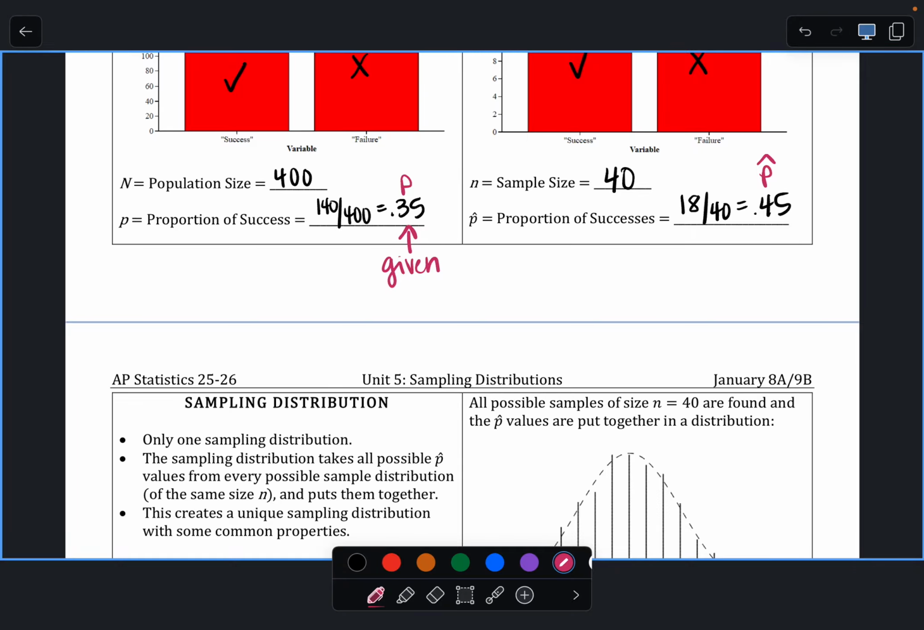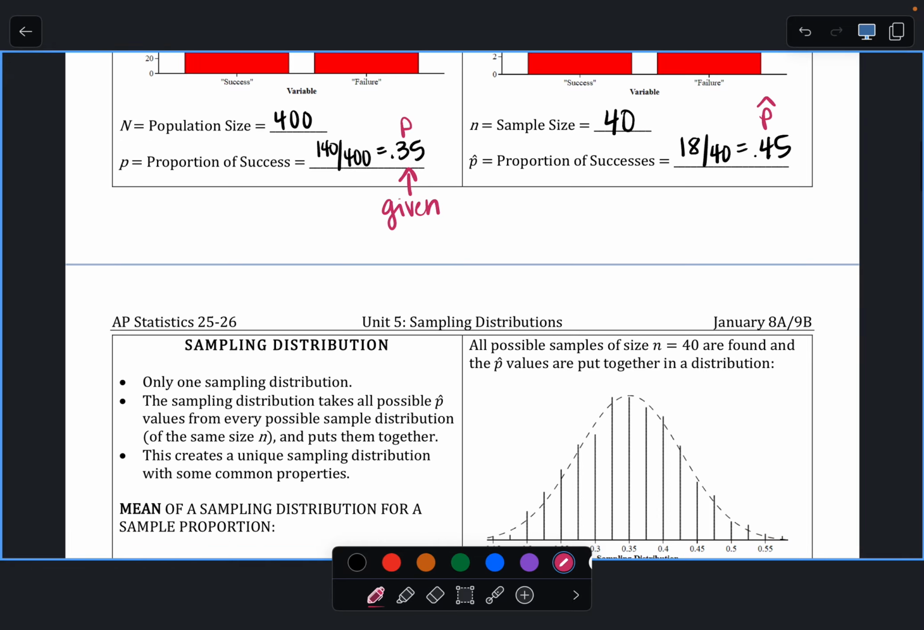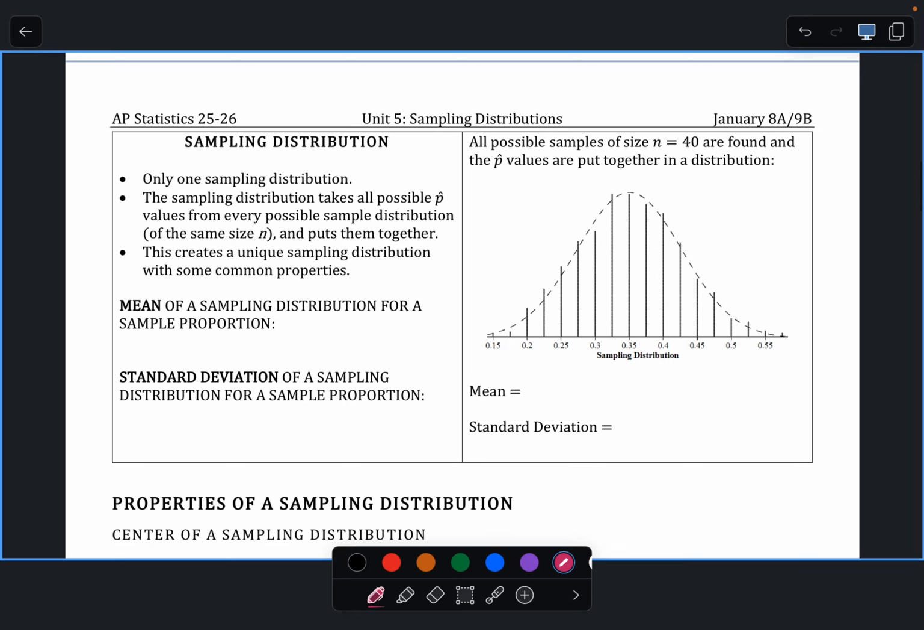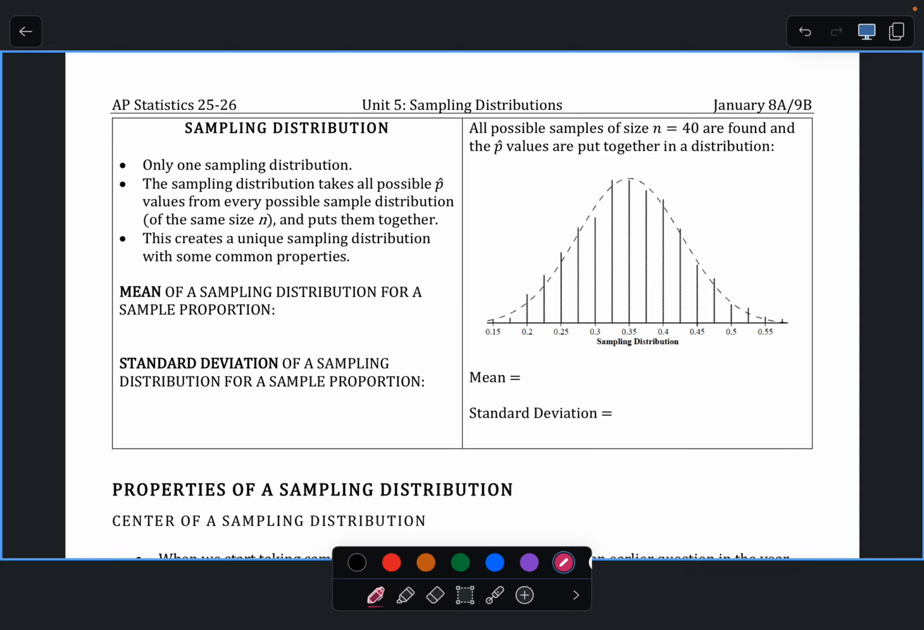Now, the big thing, and the whole title of this unit overall, is the sampling distribution. I want to tell you that it does matter whether you write sample or sampling, because we just worked with a sample distribution. That was one individual sample. What a sampling distribution does is it takes all possible p-hat values from every possible sample distribution.